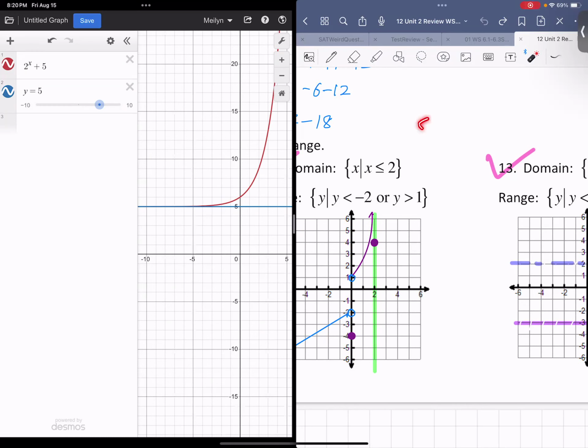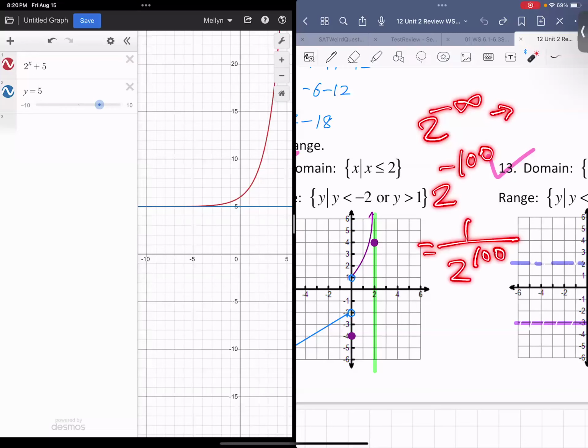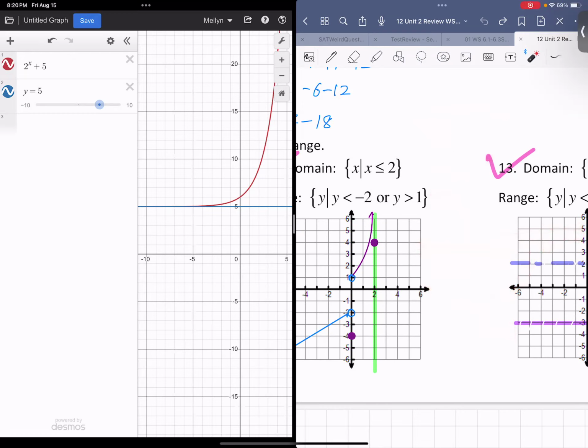2 to the power negative infinity. For example, if you do 2 to the power negative 100, this is 1 over 2 to the power 100. 2 to the power 100 is a huge number, but it's still positive. 1 over a huge number is close to 0, but still positive. So the horizontal asymptote here doesn't cross.